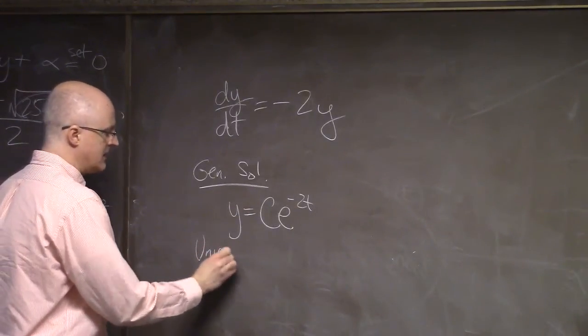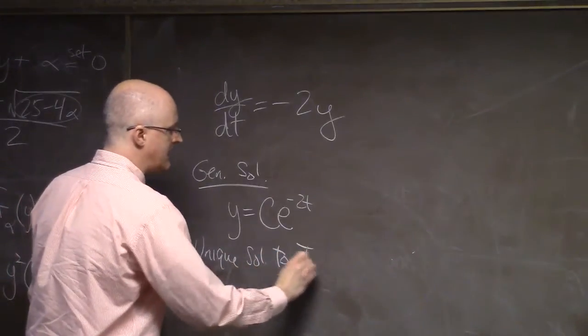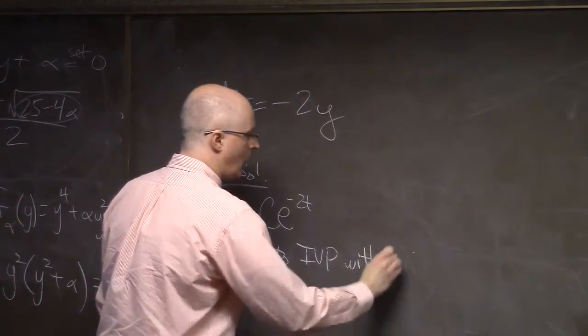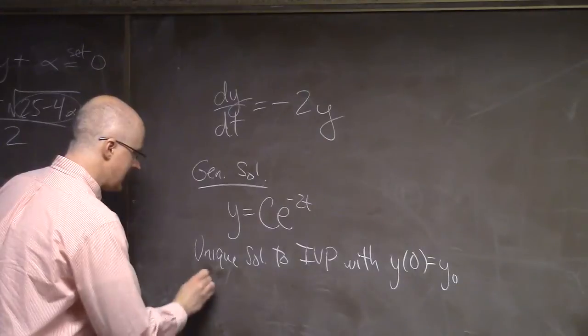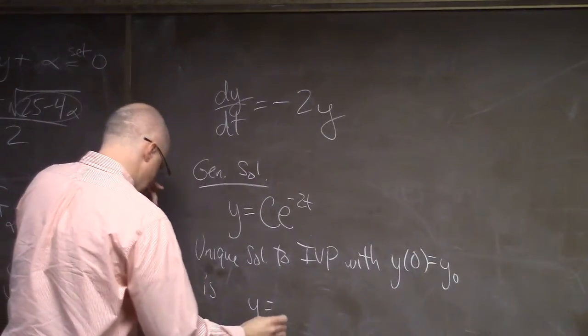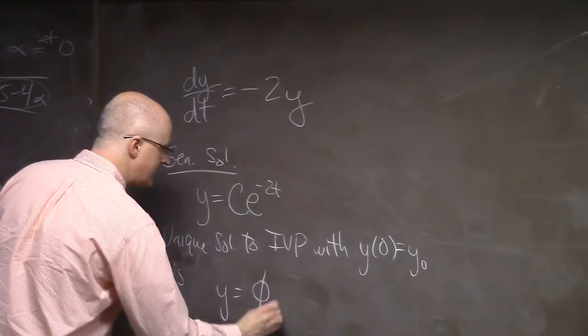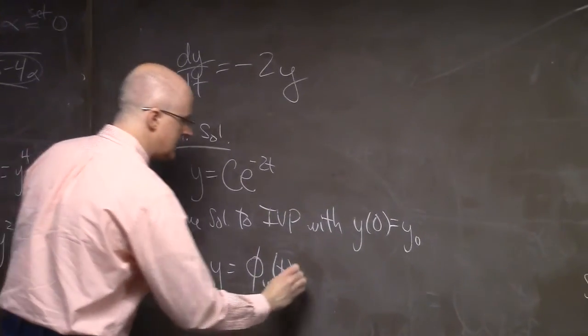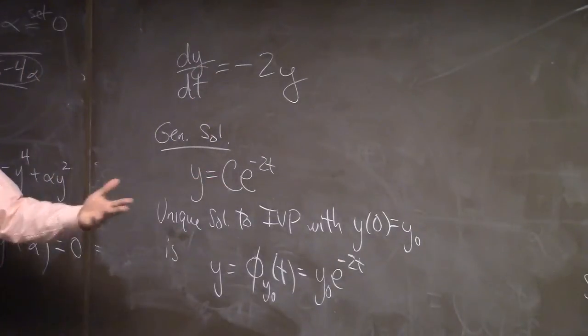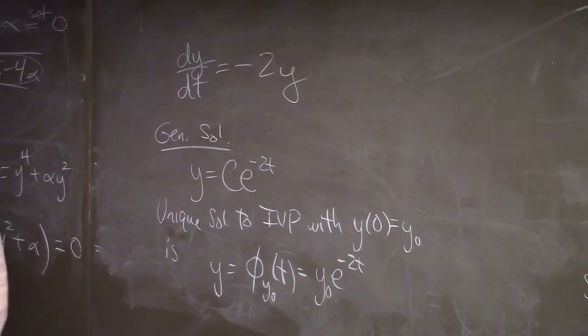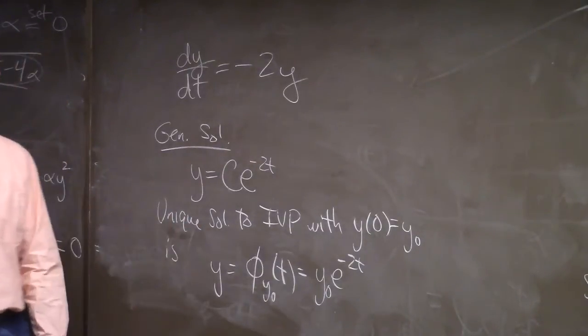The unique solution to an IVP with y of 0 equaling y sub 0, I'll write it as a subscript by hand, is y equals, now I'm going to go ahead and use the phi notation even though the book doesn't, phi sub y0 of t equals y0 e to the negative 2t. The constant ends up equaling the initial value of y. That doesn't always happen. That is a solution. For a fixed value of y0, it's one solution. It's the unique solution of the initial value problem.